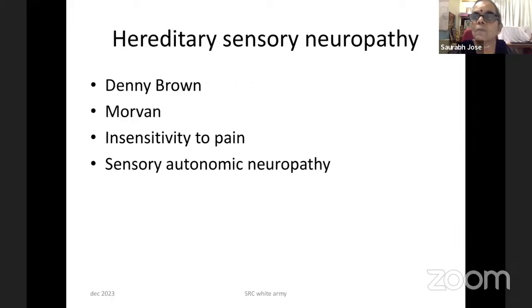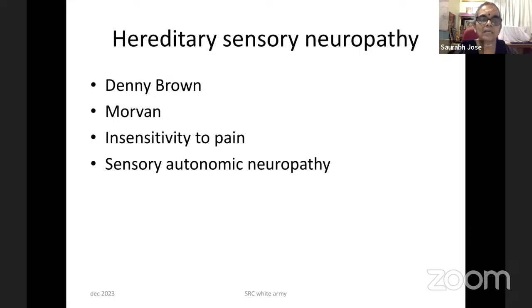Then we have got the hereditary sensory neuropathies. Under hereditary sensory neuropathies, you have got a Denny-Brown type, Marwan type, hereditary insensitivity to pain, and sensory autonomic neuropathies. What is the Denny-Brown type? Denny-Brown type involves both upper limb and lower limb. They develop early trophic ulcers and the hands look like the hands of a diabetic, with resorbed fingers. That is Denny-Brown. Both upper limbs and lower limbs become affected.